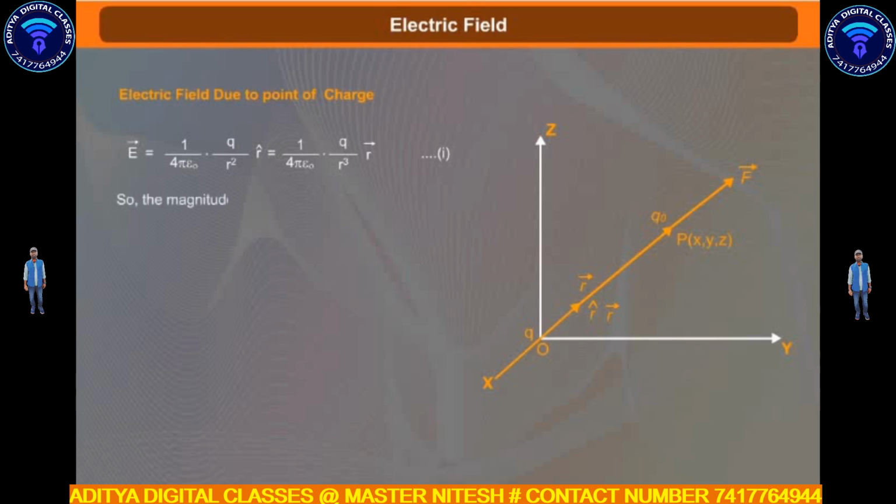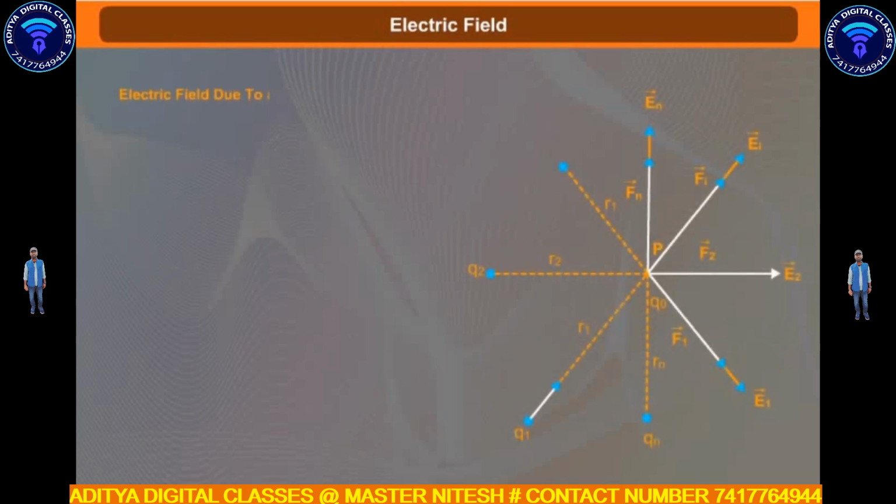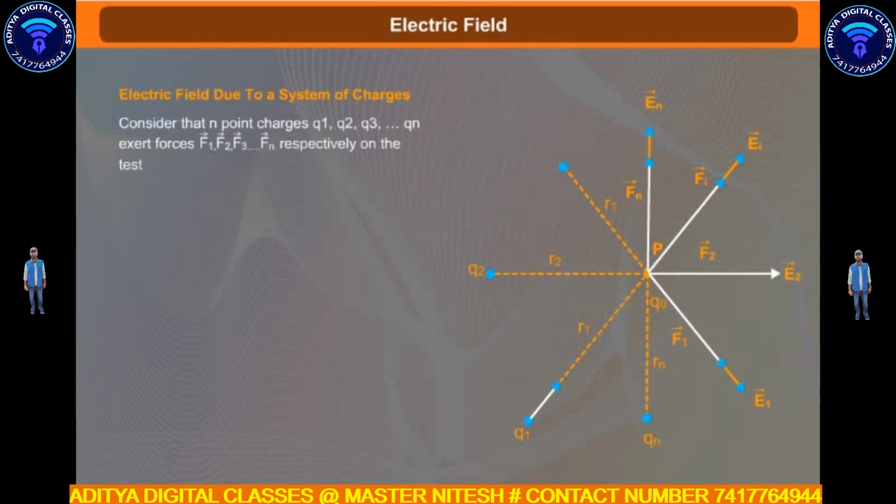So, the magnitude of the electric field at point P is given by E equals 1 by 4 pi epsilon node Q by r square. Electric field due to a system of charges. Consider that n point charges Q1, Q2, Q3, and so on up to Qn exert forces F1, F2, F3, and so on up to Fn respectively on the test charge placed at origin O.